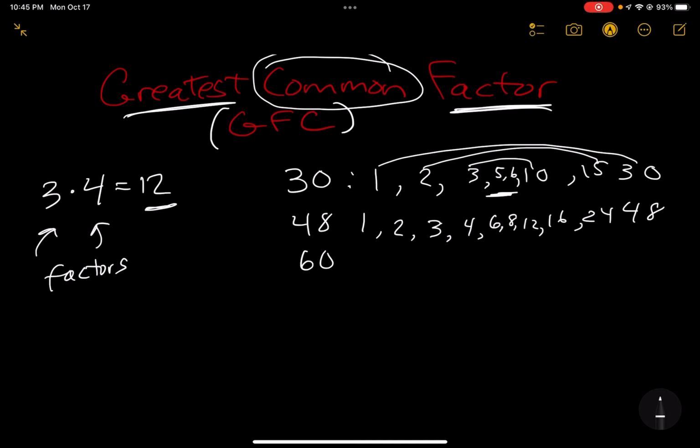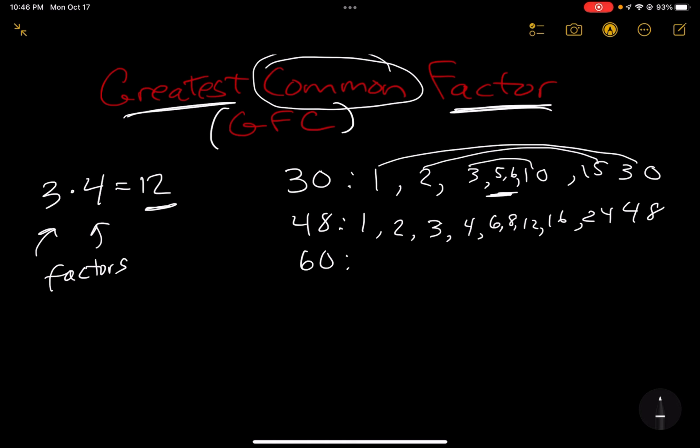Multiplication tables will help you here, but the problem with multiplication tables is that sometimes the numbers are really big and your multiplication table will only go so far. However, I will link a multiplication table in here for you in the description, no problem.